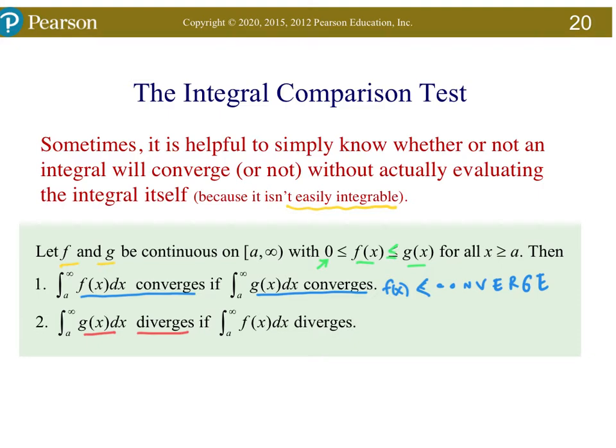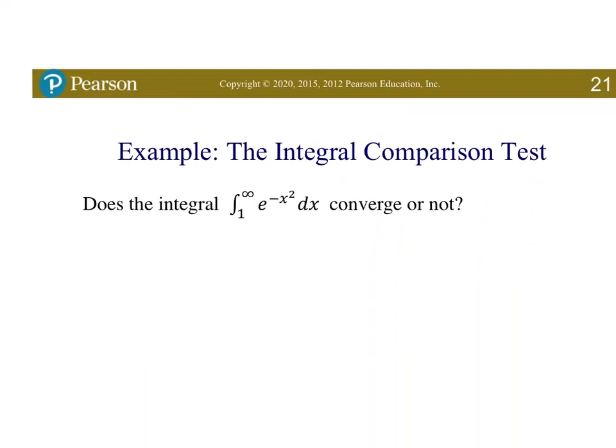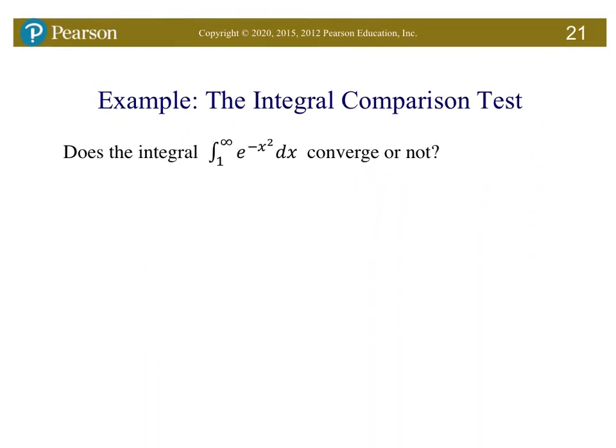That is the comparison test. So let's try it with a couple integrals. Does the integral from 1 to infinity of e to the negative x squared dx converge or not? Well, this is not a function we can easily integrate. E to the negative x squared does not have a nice antiderivative, since there's no u I could do a u substitution with. There's no product here.